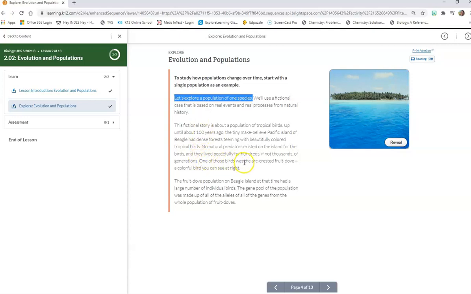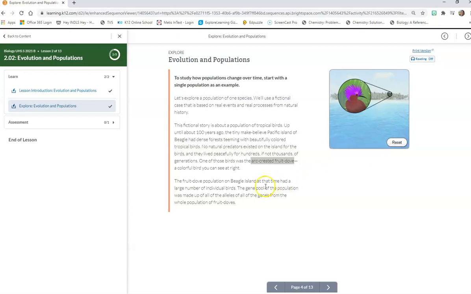One of the birds was the arc-crested fruit dove. Again, not a real bird, we're just making up a story to illustrate real processes that can occur. It's a colorful bird you can see at right. The fruit dove population on Beagle Island at that time had a large number of individual birds. The gene pool of the population was made up of all of the alleles of all of the genes from the whole population of fruit doves. So there was a population of these doves that lived on this fictional island.